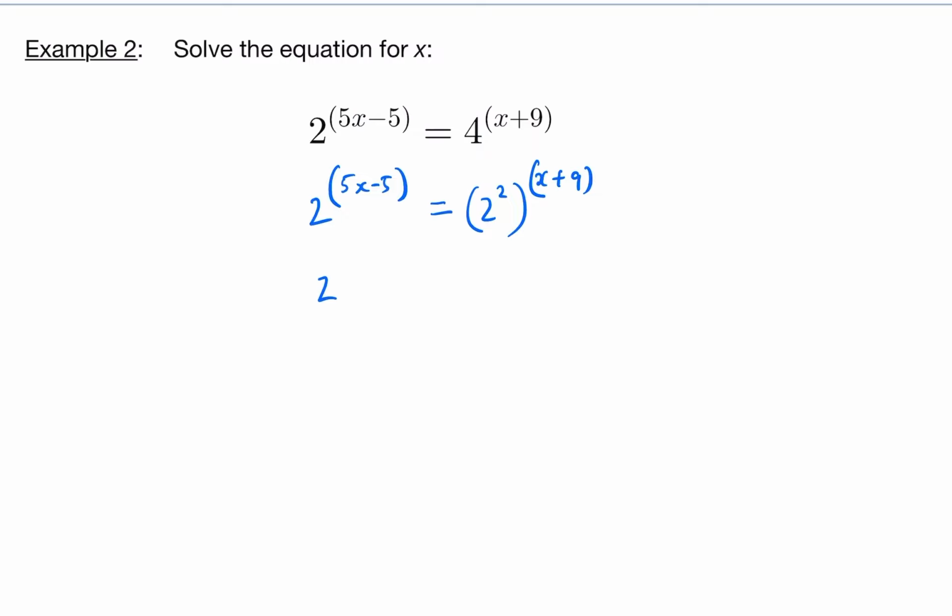So then this becomes 2 to the 5x minus 5. Nothing changes there. This becomes 2 to the 2 times x plus 9 power, okay? So again, when you have a power raised to a power, it's the same as multiplying them together. Okay, now what we've accomplished is getting the same base. This is a base of 2, and on this side we have a base of 2, which means we can go ahead and knock those out and just solve for the exponential values.